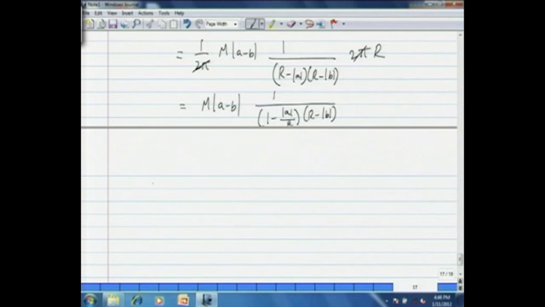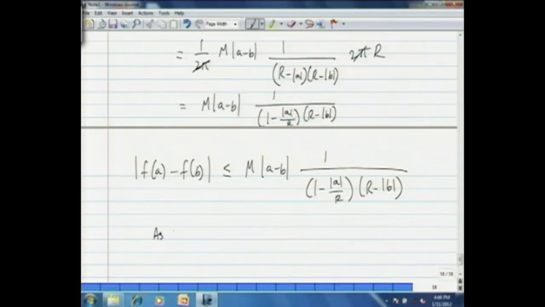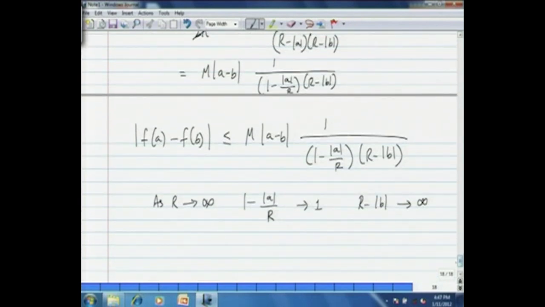So, now all in all what we have is modulus of f of a minus f of b is less than or equal to this m times modulus of a minus b times 1 by 1 minus modulus of a by r times r minus modulus of b. So, the left hand side does not depend on r and the right hand side depends on capital R. So, we are free to play with r. As r becomes larger and larger, as r tends to infinity, 1 minus modulus of a over r, recall a and b are fixed numbers, tends to 1 and r minus modulus of b also tends to infinity, it becomes arbitrarily large. So, the denominator in the right hand side expression of the inequality becomes arbitrarily large.